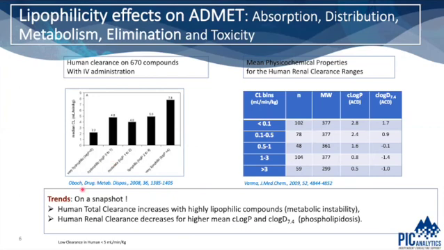And here, Obach had done this study for IV administration. When you have highly lipophilic compounds, above 4, we have a high metabolic clearance compared to the renal clearance, where it's more the polar compounds that will be cleared quickly.